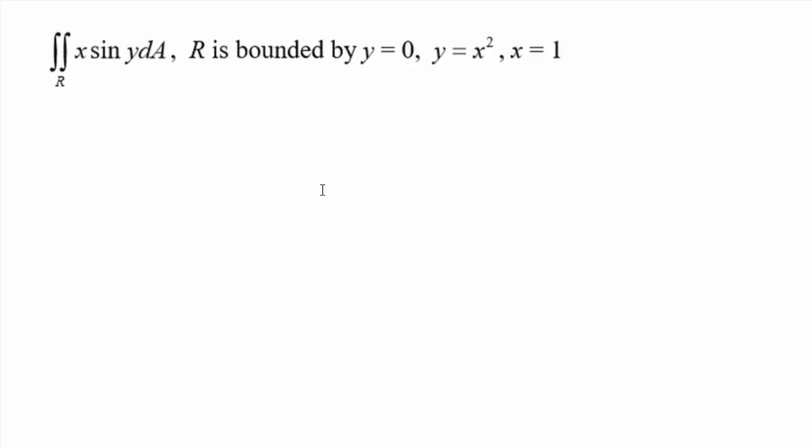Okay, so we want to integrate the double integral over R of x times sine of y dA. R is bounded by y equals 0. Okay, what is y equals 0? It's the x-axis. Y equals 0 is the whole x-axis, but the other boundaries will cut it off: y equals x squared and x equals 1. Super important to draw it if you're going to come up with the correct limits of integration. So let's do that.